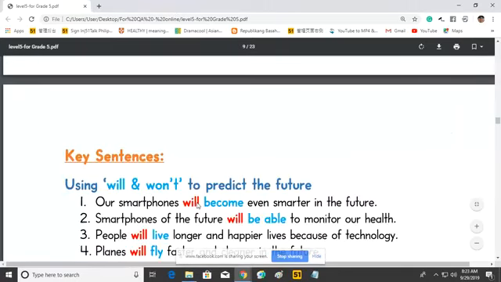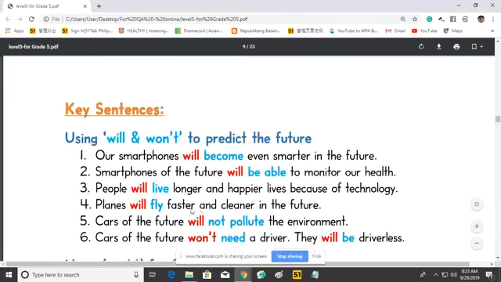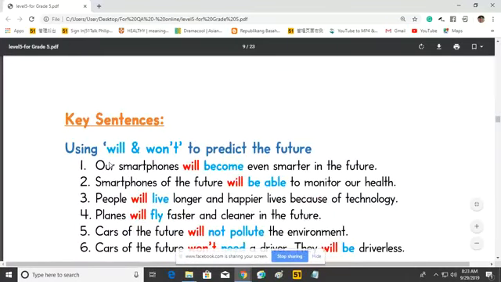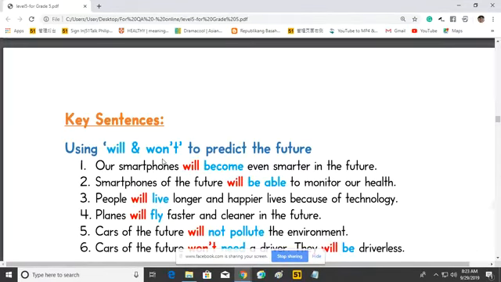So let's hit page number 8. Let's read the key sentences. So this is using will and won't to predict the future. Okay, so these are the key sentences. Let's use will and won't to predict the future. So we can say our smartphones will become even smarter in the future.